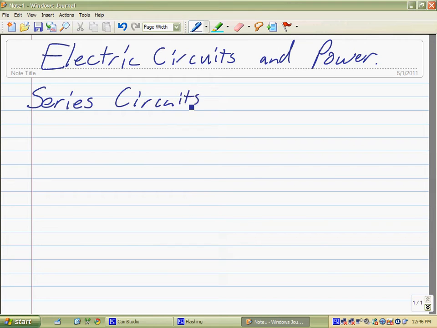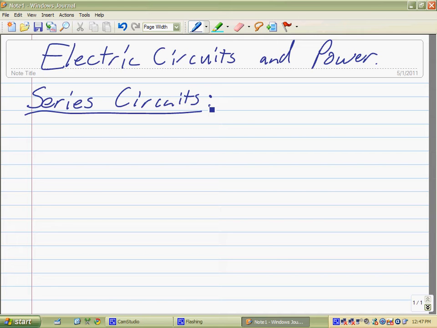We have been doing a number of experiments in class over the last week where we've been talking about and examining series circuits. And today we're going to actually give them the official definition, talk about the results we've seen in the labs, talk about some of the math, and do a few practice problems so that we're prepared.